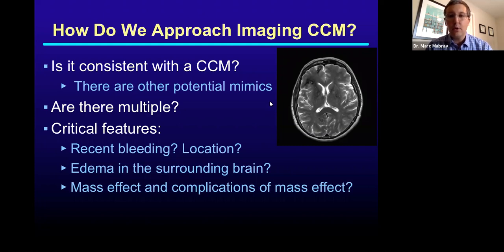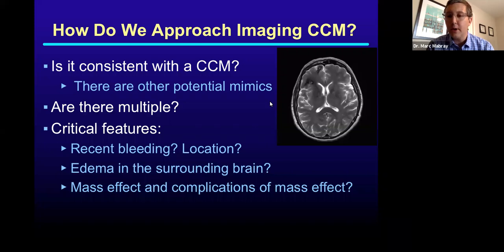Then one very important question: so we have a cavernous malformation, are there multiple? If we find multiple cavernous malformations that are not explained by a developmental venous anomaly, then we're essentially in the territory of a presumptive familial diagnosis. Other critical features that we want to assess with a cavernous malformation: is there any evidence of recent bleeding with the cavernous malformation, or if there are multiple, which one looks like it's had recent bleeding? Where is that lesion? Could it explain the patient's symptoms?